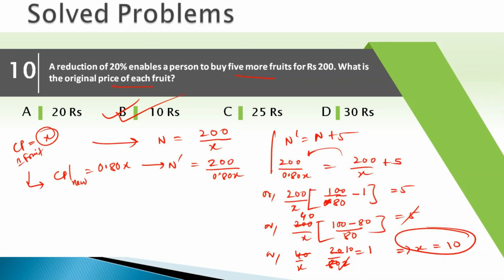You consider the fruit price was X. Each fruit price was X. Then you find out how many fruits the person purchased, because you have 200 rupees and 200 by X gives us the original number of fruits he bought. Now if the price is reduced by 20%, it means the price has become 80% of X. Then how many fruits did he buy? In the second case, that is 200 by 0.80x, and then you equate that, because the question says that in the second case he has bought 5 more than the previous one, and that's how we find out the value of x, and we get x as 10. That means the price of each fruit was 10 rupees.